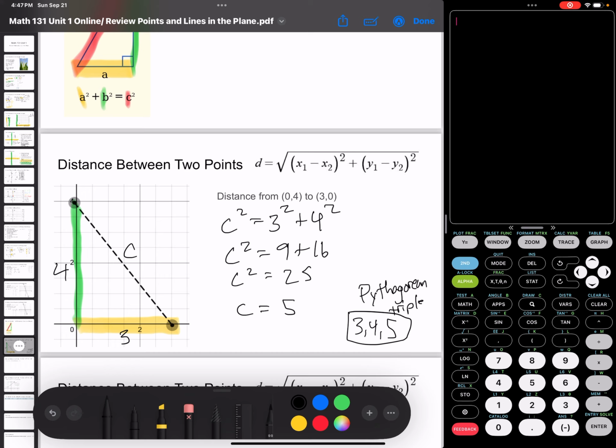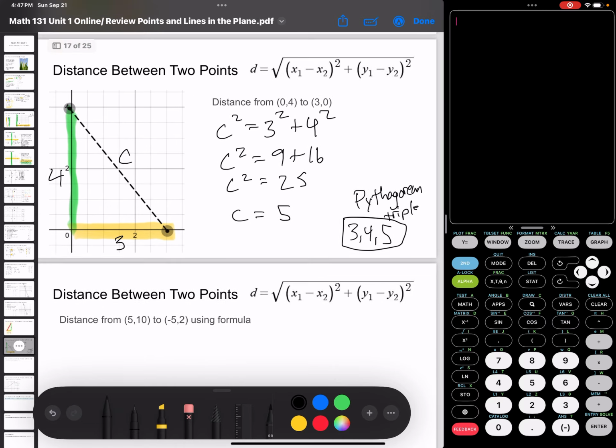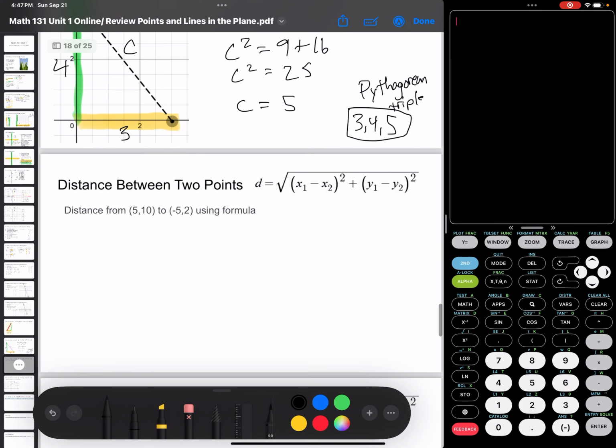But what if you have a triangle that doesn't match up exactly perfectly? Like this triangle doesn't have any zeros anywhere. So what we're going to do is use the distance formula that I've given you up here. It says, look, if I take my x coordinates and I subtract them and square it, and I take my y coordinates and I subtract them and I square it, and then I take the square root of all of that, I'll get my distance. So let's go ahead and plug those in.